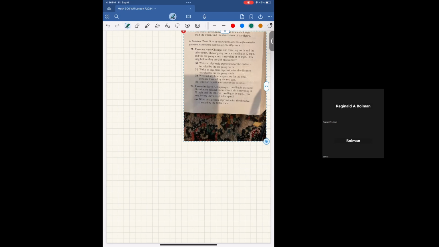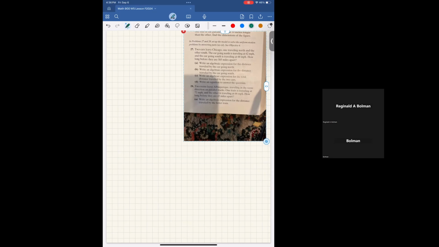So in this instance, we've got two cars leaving Chicago, one traveling north and the other traveling south. The car going north is traveling at 62 miles per hour, and the car going south is traveling at 68 miles per hour. How long before they are 505 miles apart?